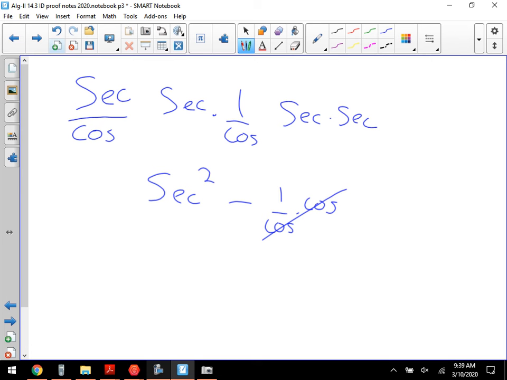Because I'm dividing it. When you divide by 2, is it the same thing as multiplying by 1/2? That's fine. I'm just pulling apart the fraction because I know that 1 over cosine I can bring up as secant. Okay, because I'm using reciprocal properties.